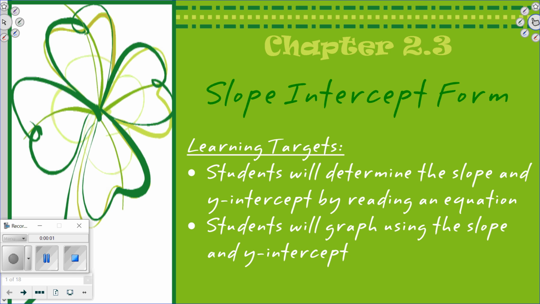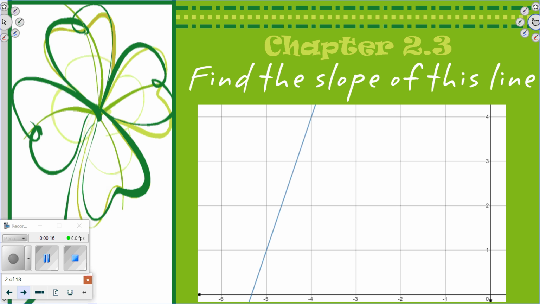All right, guys, so the next section, section 2.3, is slope-intercept form. This is just going to tie a few things we've already done all together. Do you guys know what slope-intercept form is? Most kids can tell you what that is. They may not know at all what it means, but they can tell you y equals mx plus b. So if I asked you to find the slope of that line, what would you tell me the slope is?